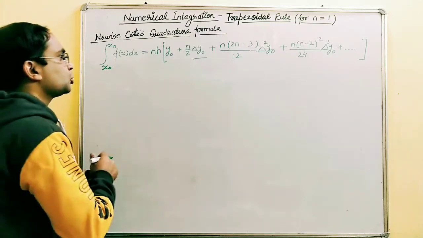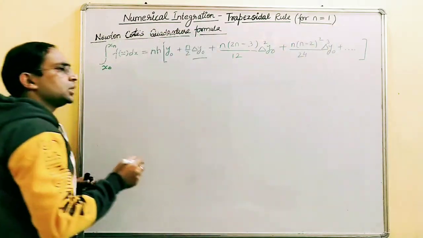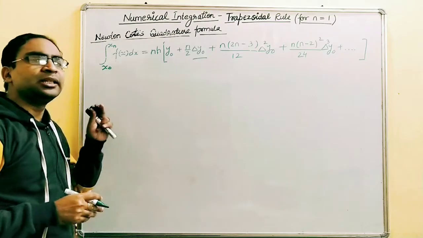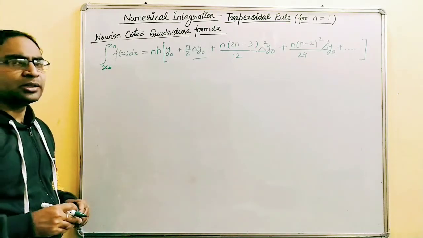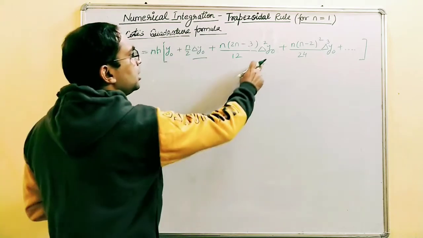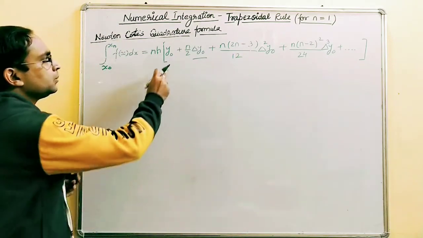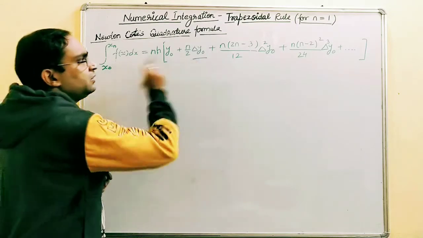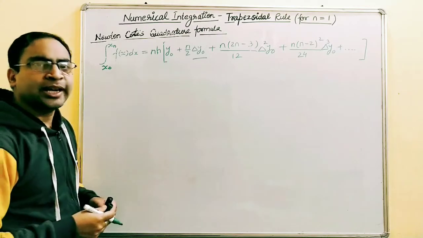Let's see the trapezoidal rule. Here the trapezoidal rule is for n equal to 1. That means it's for linear polynomials. When it is for linear polynomials, the higher degree terms will not be considered. So we'll only consider y0 and del y0, and the other higher degree terms will be ignored.